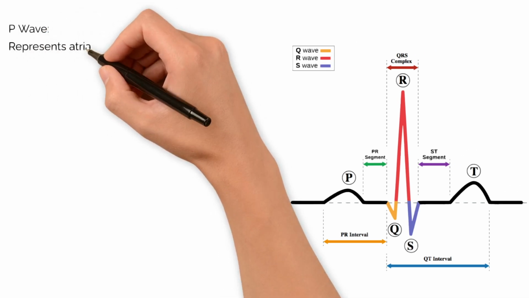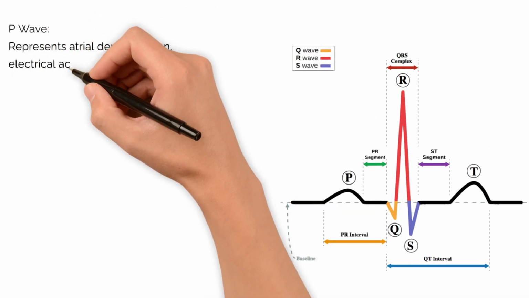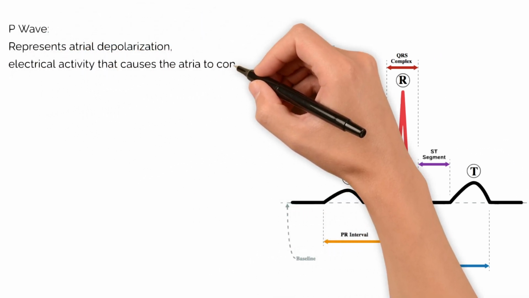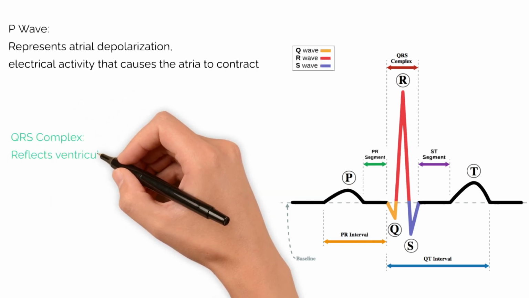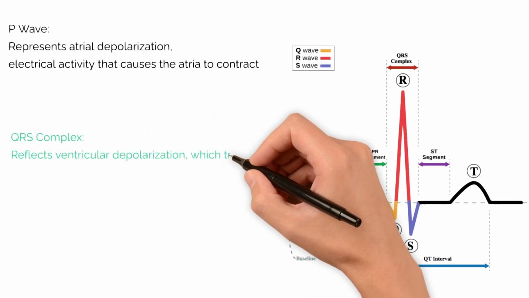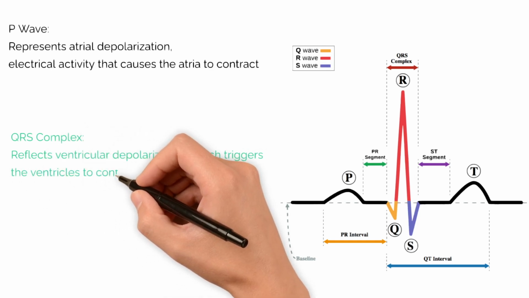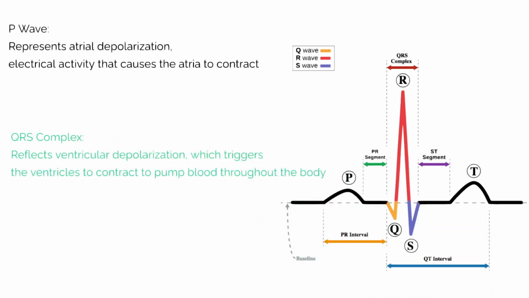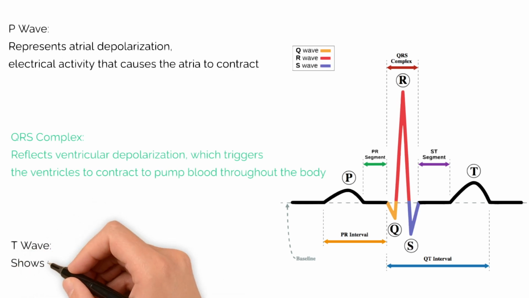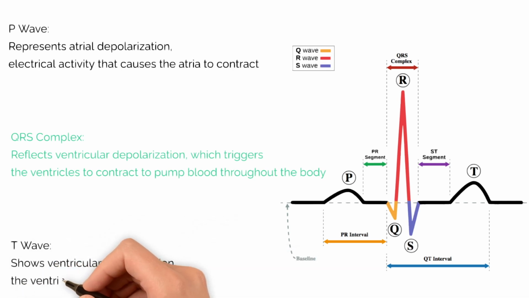Key components of an ECG include the P wave, representing atrial depolarization, or the electrical activity that causes the atria to contract. The QRS complex reflects ventricular depolarization, which triggers the ventricles to contract and pump blood throughout the body. This is the largest and most prominent part of the ECG waveform.